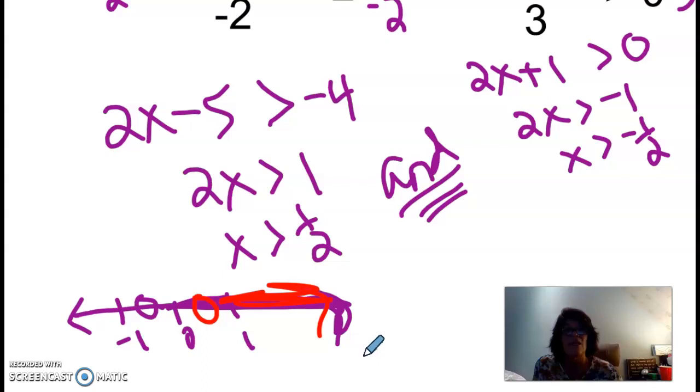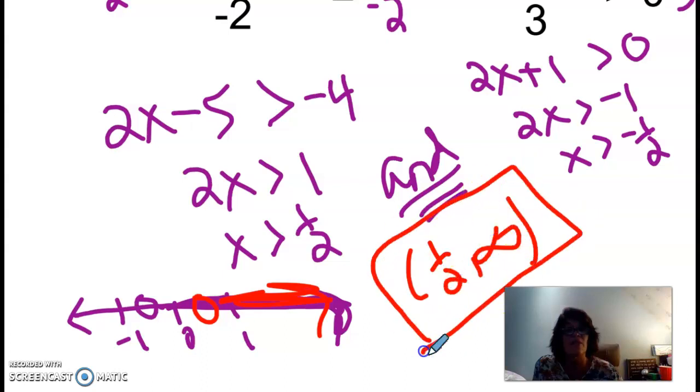It says and. So my final answer is just 1/2 to infinity. It's just x is greater than 1/2. If I'm bigger than 1/2, then I'm definitely bigger than negative 1/2 too, right? But if I pick something down here like 0, yeah, 0 is bigger than negative 1/2, but 0 is not bigger than 1/2. Okay, if you use the word and, I want numbers that satisfy both. In this case, both were greater, so you kind of had to look and see which ones satisfy both.